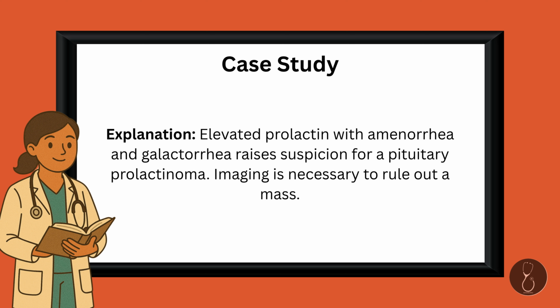Explanation: elevated prolactin with amenorrhea and galactorrhea raises suspicion for a pituitary prolactinoma. Imaging is necessary to rule out a mass.